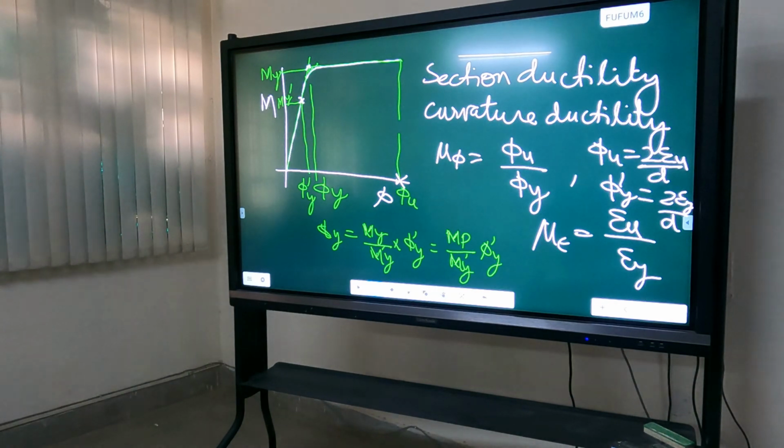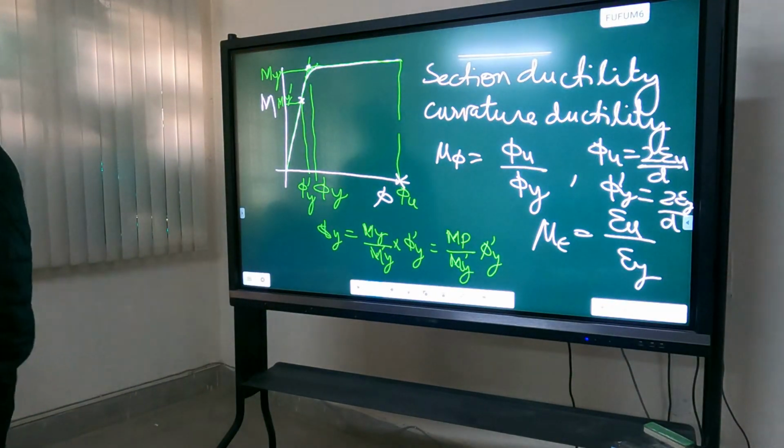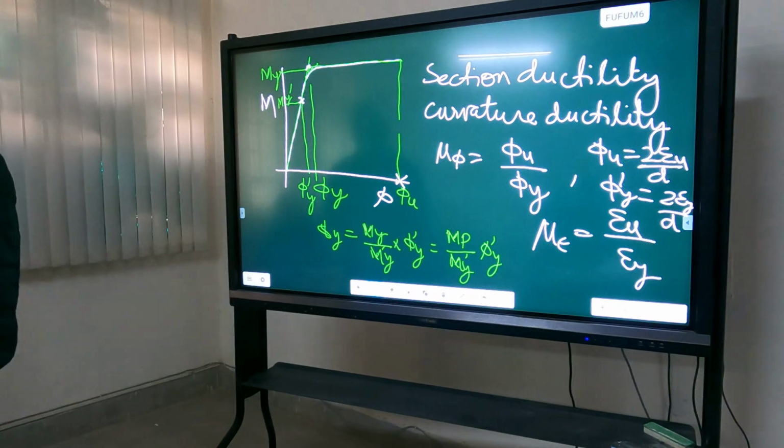What is the axial force capacity of the section? BD into Fy. That is the axial force capacity. Let us say it is subjected to 0.25 BD Fy. That much axial force is there. Then what will happen to the moment curvature curve? You have to do that. That exercise you do as homework, and when we meet tomorrow 12 to 1, we will discuss that.